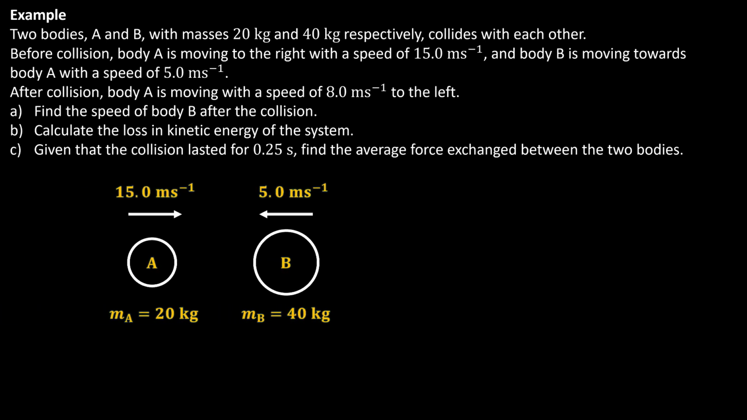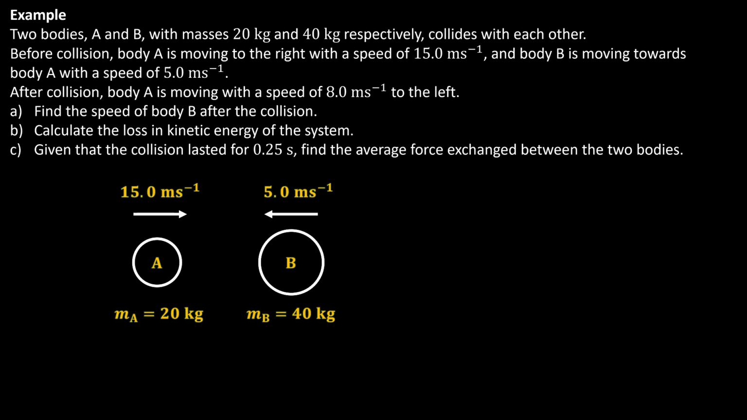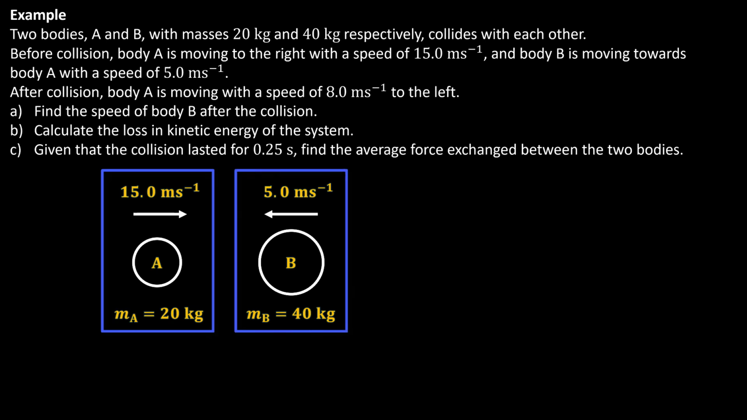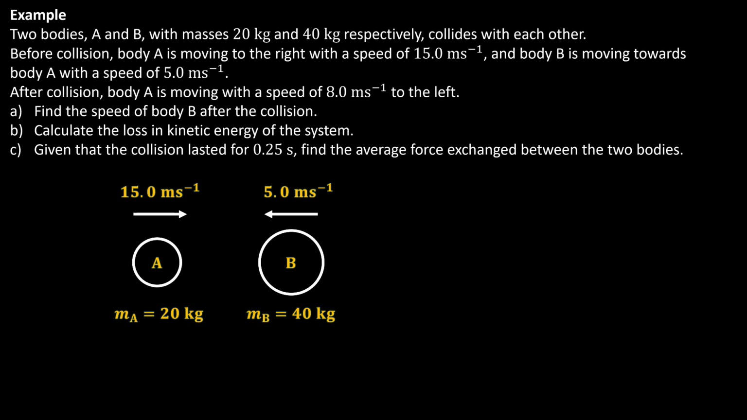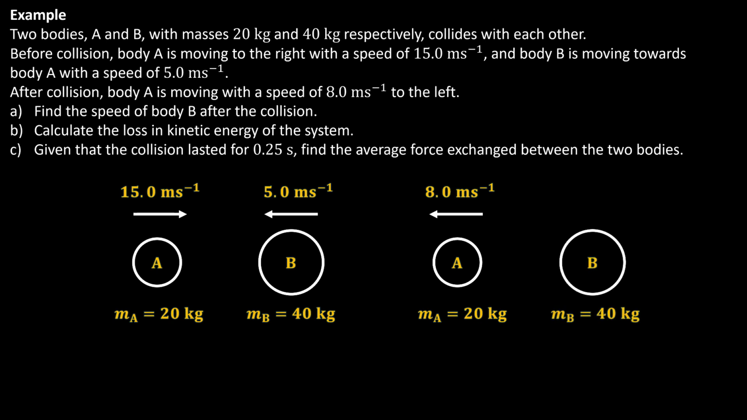The setup is like this. We have the two bodies before collision. Body A, which is 20 kilograms, is moving with velocity 15.0 meters per second to the right, and body B, which is 40 kilograms, is moving with velocity 5.0 meters per second to the left. Then, after the collision, body A moves with velocity 8.0 meters per second to the left. Now we need to obtain the speed of body B. Remember that speed is just the magnitude of the velocity.